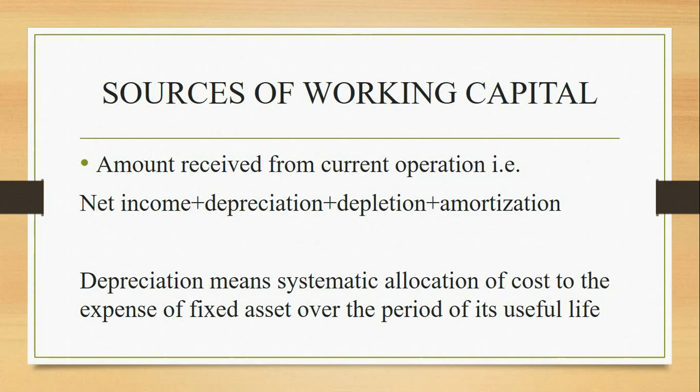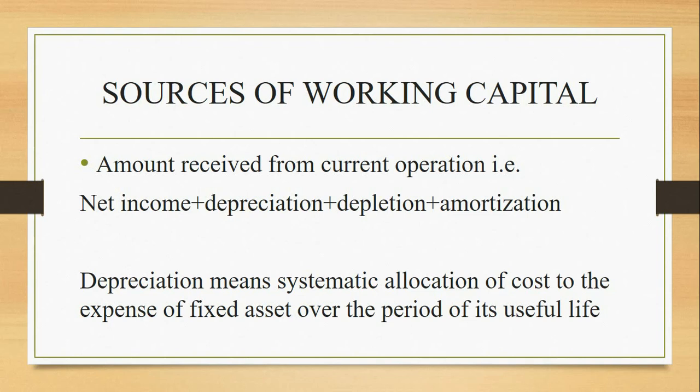And when we talk about the sources of working capital, the first one is the amount received from current operations, that is the net income plus depreciation, depletion, and amortization. This net income we calculate in our income statement. When we deduct all of our expenses from the revenue earned and get the figure of net profit or net income, this is the important source of working capital, in which the depreciation, depletion, and amortization are added. These are non-cash expenses that are deducted from the revenue but not paid to anybody, and it is retained by the organization itself.